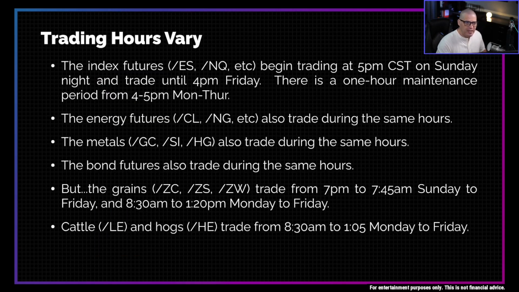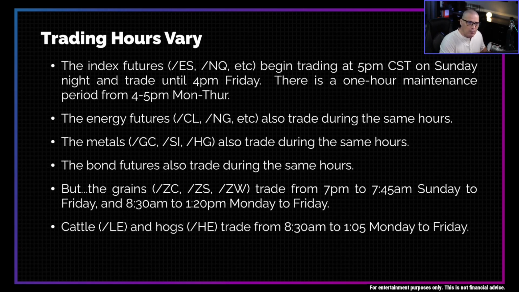So let's talk about the trading hours. Let's start with the index futures products: the ES, the NQ, the RTY, the MES, the MNQ, all of that stuff. They begin trading 5 p.m. Central Standard Time on Sunday night, and they trade until 4 p.m. Friday. So they start Sunday night and trade until Friday afternoon.